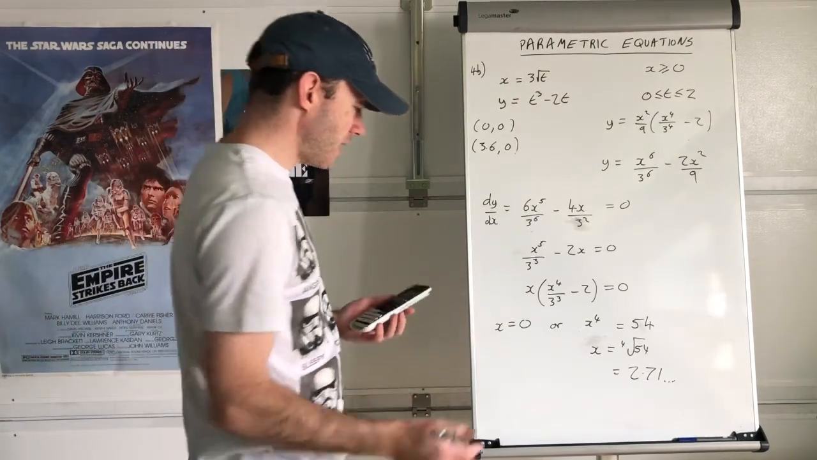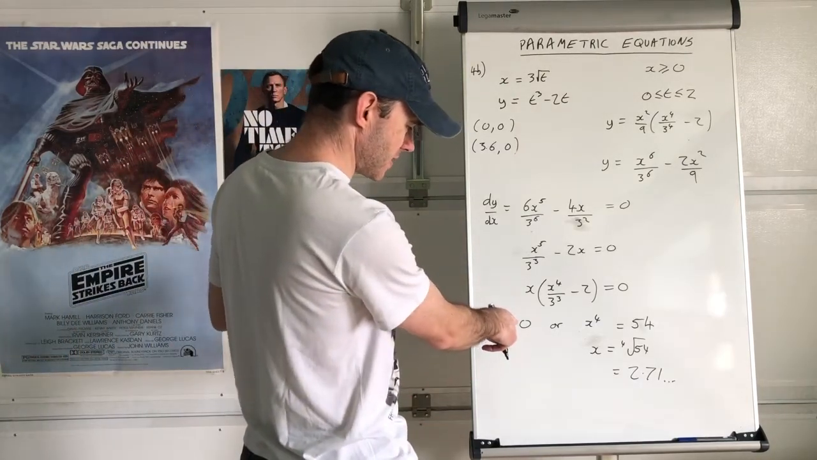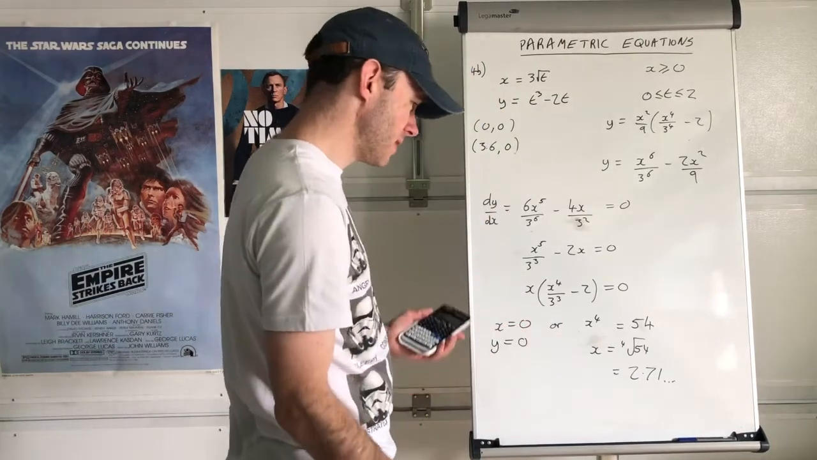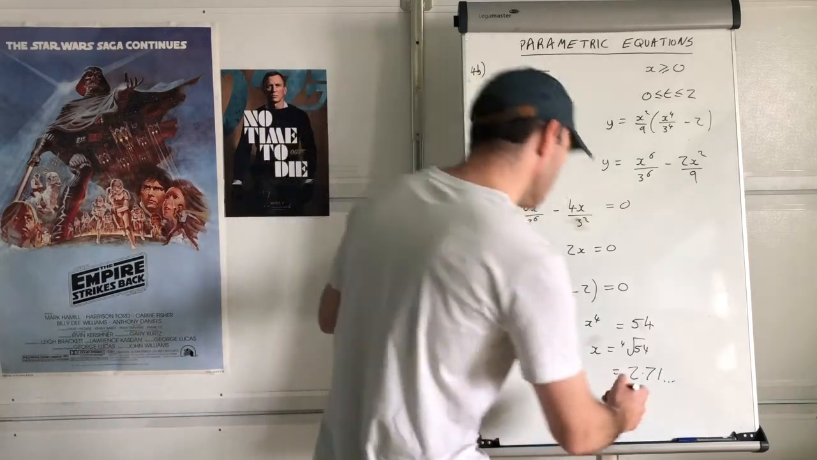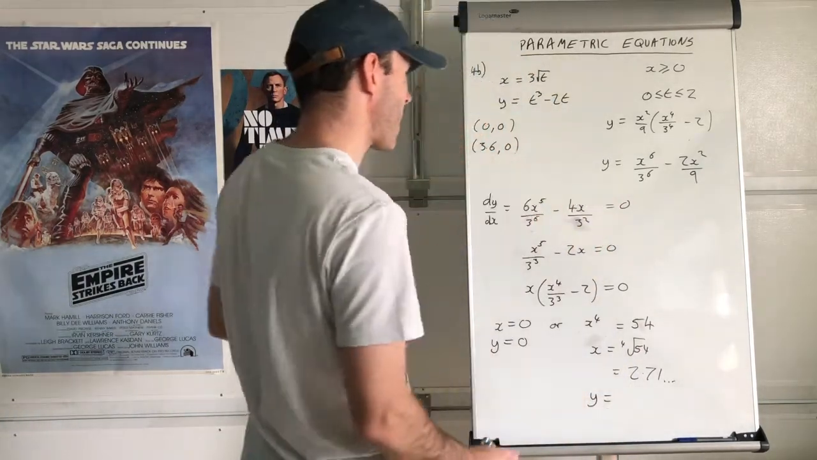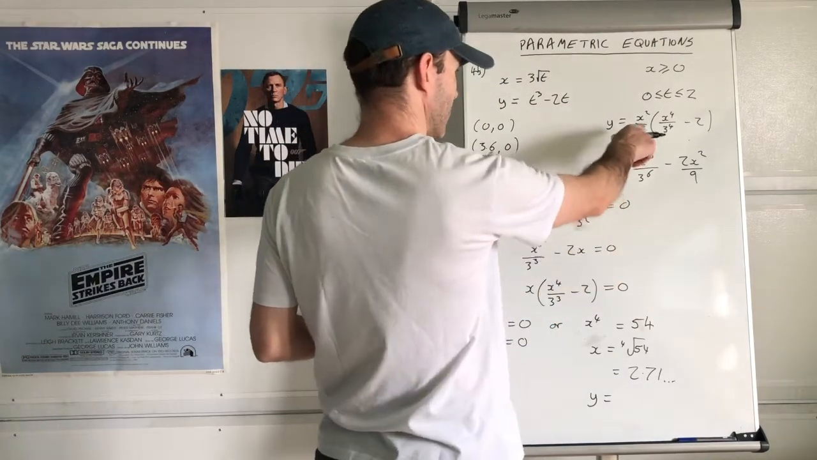Well, I know that when x is 0, y is 0, because we had that as an x-axis crossing point. I don't have the y-coordinate of this though. So the y-coordinate, I'm going to put it into here, aren't I really?